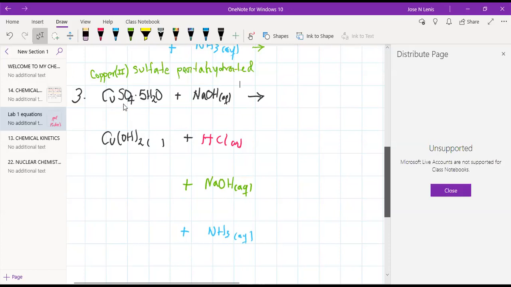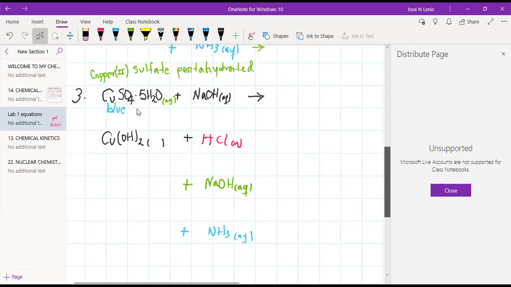And that gives a very interesting color. Do you remember the color of this solution? We make the solution with that. We have an aqueous solution, and we get a nice blue. Yeah, blue. Nice blue color solution. Crystals are also blue.